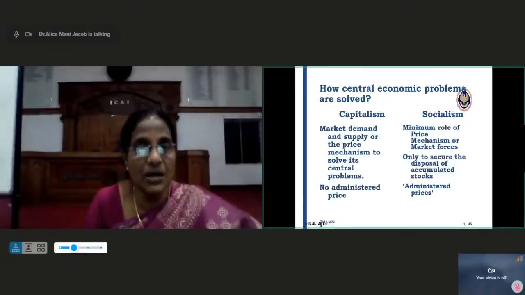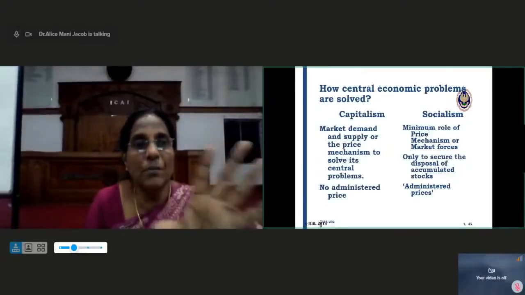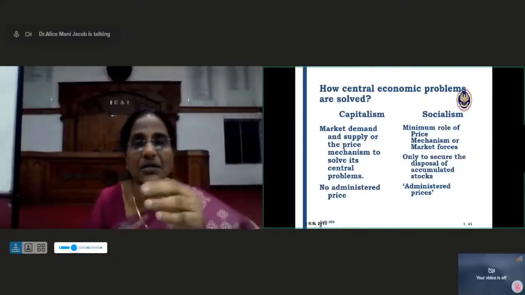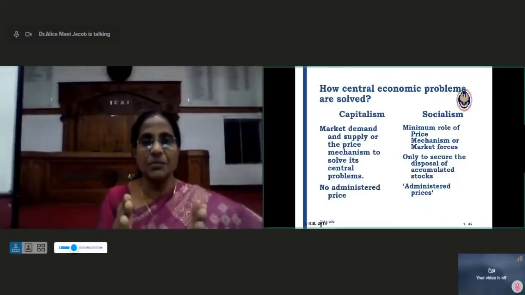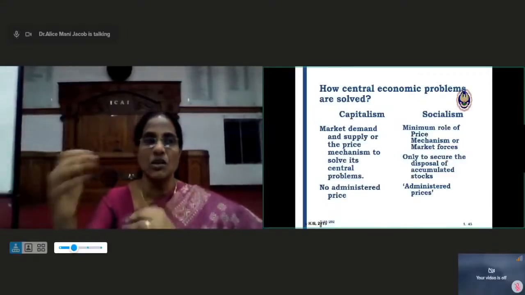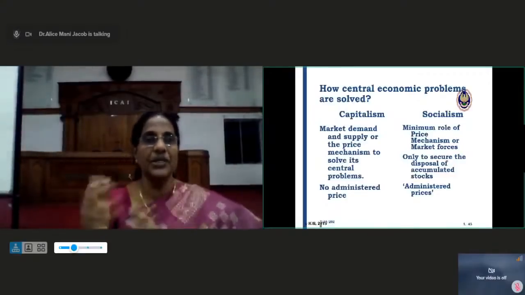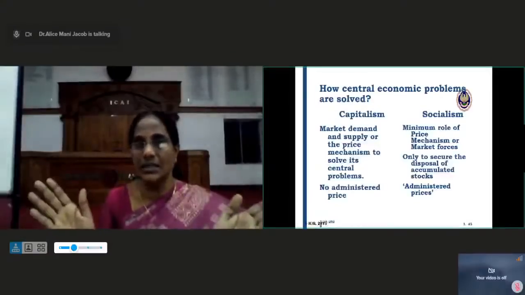But in socialism, there is minimal role of price mechanism. We are not leaving things to demand and supply. Price mechanism is used only for disposing of excess stocks. Some refrigerators were extra. You want to sell them?